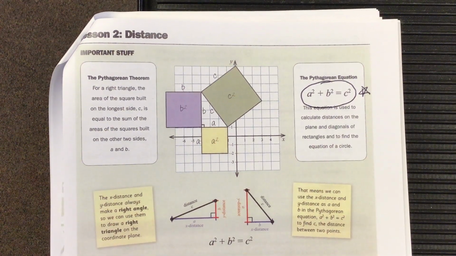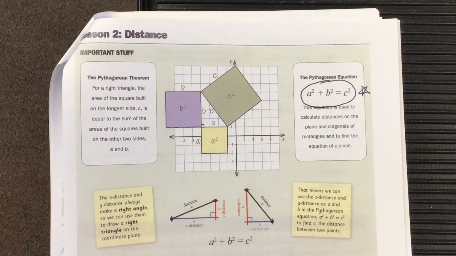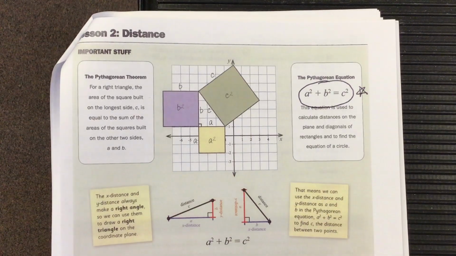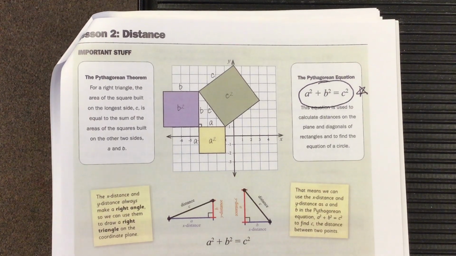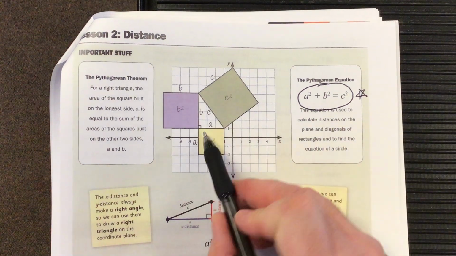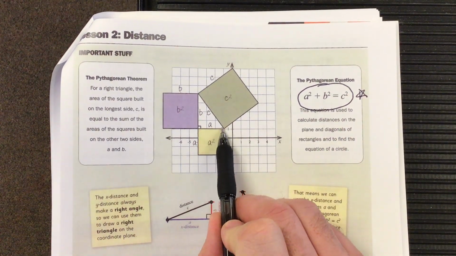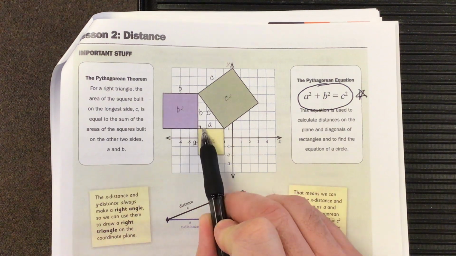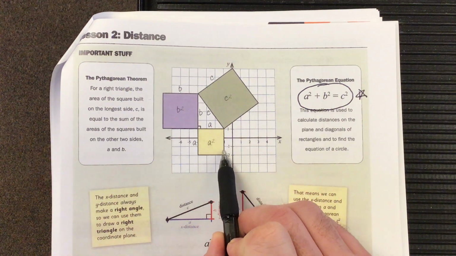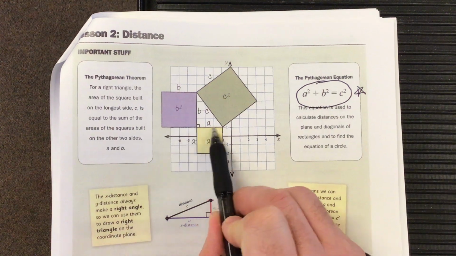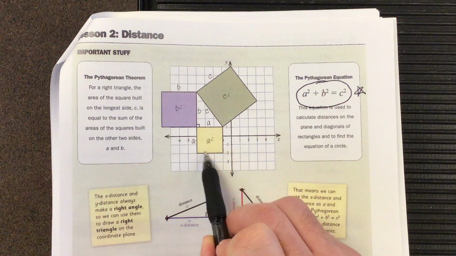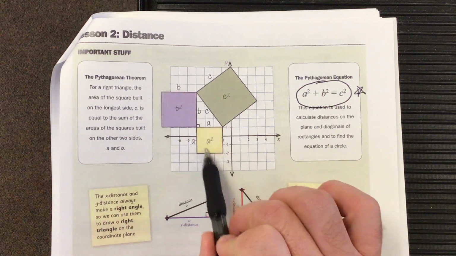A and B are the sides. C is the longest side, which we will call the hypotenuse. The hypotenuse is the longest side of the triangle. And here's how it works. If you have this distance, how far is A here? 3. And if I square it, so if I make a 3 by 3 square here, what's 3 times 3? 9. There's 9 squares here.